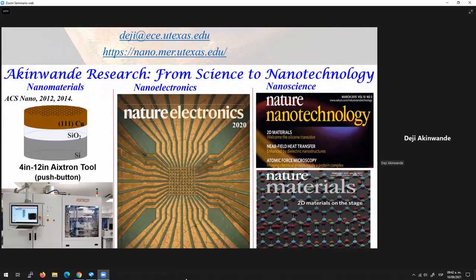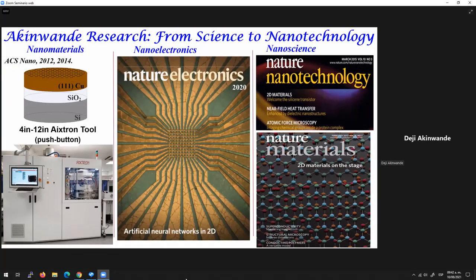As a broad overview, the research in my lab consists really of taking scientific discoveries in the lab towards nanotechnology applications. In this regard, we conduct a lot of research on nanomaterial synthesis, characterization, defects, functionality. Then we use these nanomaterials for nanoelectronics. We make thin film devices, transistor devices, sensor devices, energy devices, and so on and so forth.